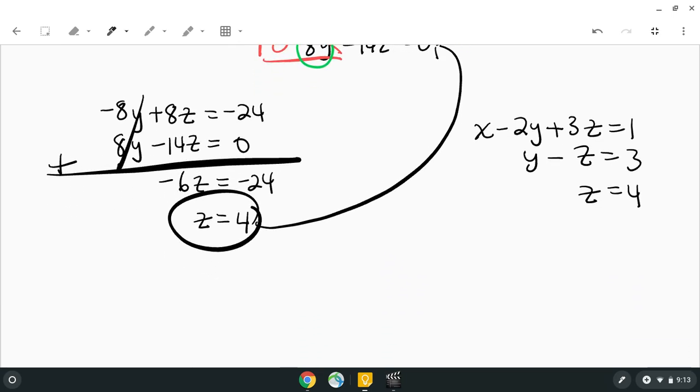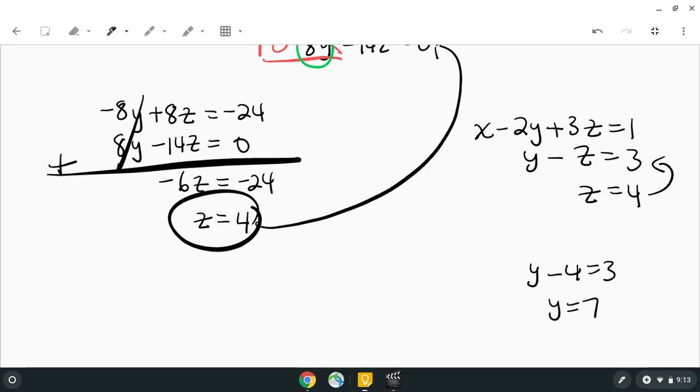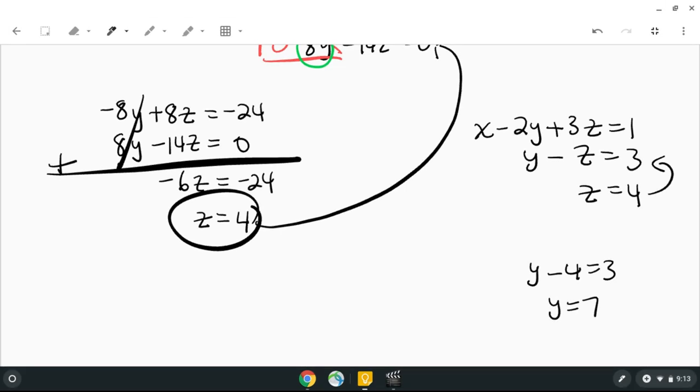Well, I have this answer already, z equals 4. So I'm going to plug that in here. So y minus 4 equals 3. So y equals 7.